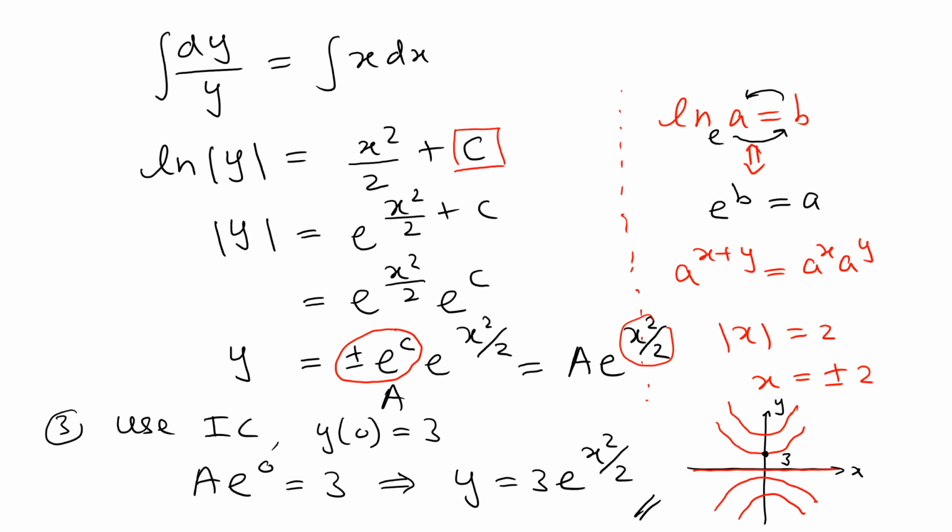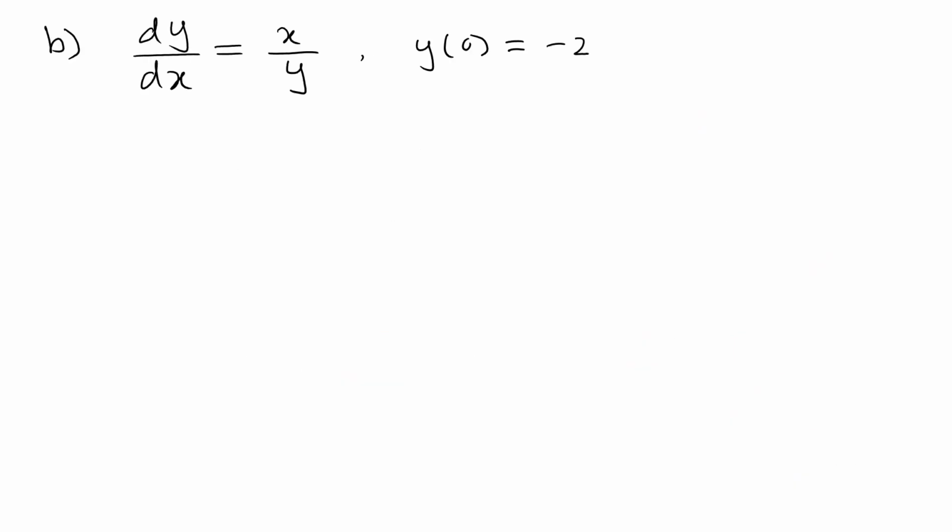Let's look at a couple more problems. As the next one, we have dy over dx equals x divided by y with the condition y(0) equals -2. Be careful, it's -2. Let's see what happens with the negative sign.